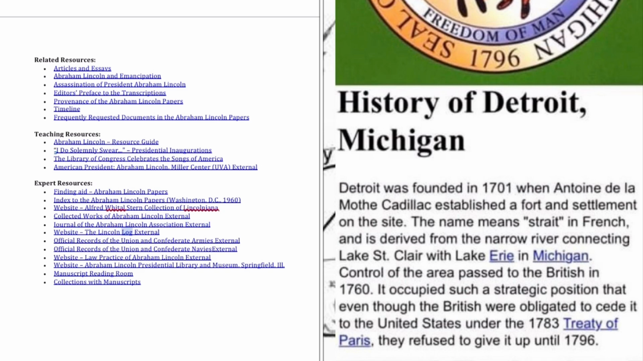Website, The Lincoln Log, External. Official Records of the Union and Confederate Armies, External. Official Records of the Union and Confederate Navies, External. Website, Law Practice of Abraham Lincoln, External. Website, Abraham Lincoln Presidential Library and Museum, Springfield, Illinois. Manuscript Reading Room. Collections with manuscripts.